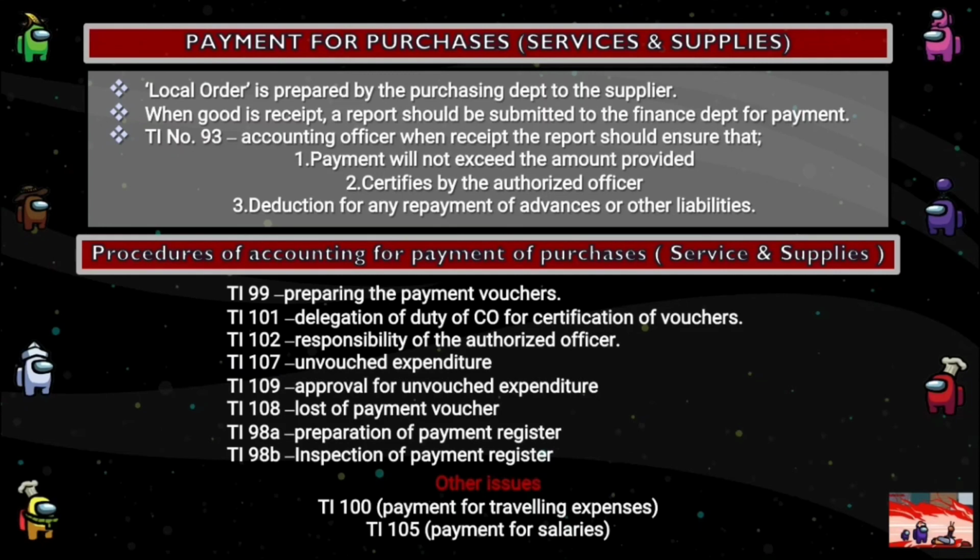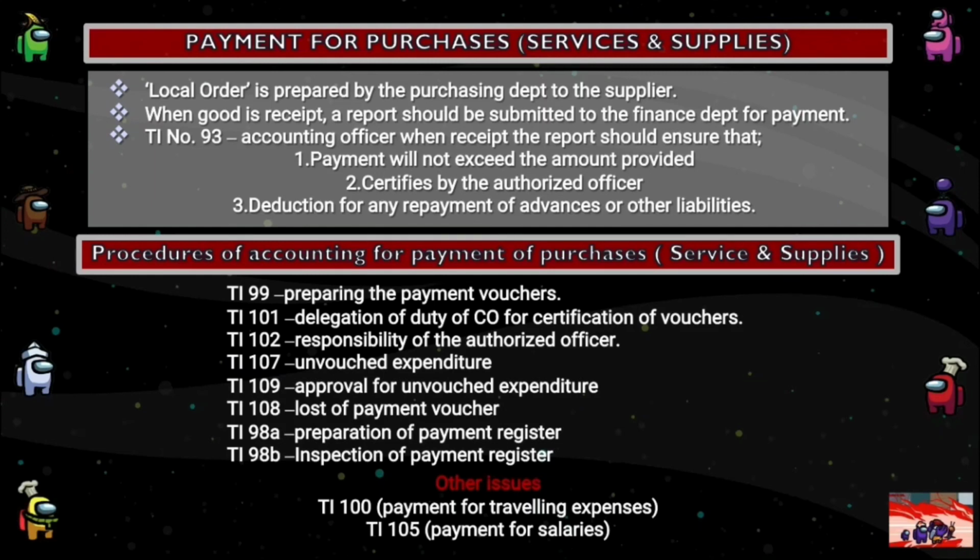First, they should ensure that the payment will not cause an excess on the amount provided for the subhead to which it is chargeable. Second, the authorized officer certifies that the payment charges are in order. Third, any repayment of advance or other liability has been duly deducted from the amount of payment. So, these are the procedures of accounting for payment of purchases for service and supplies. The process flow chart and the explanation of the procedure you guys can refer to textbook page 124.